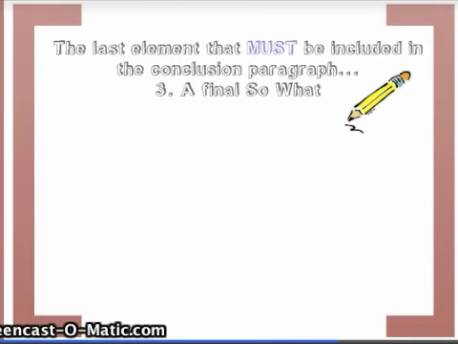The last element that must be included in the conclusion paragraph is a final so what. Now this should sound familiar because when we talked about paragraphs, we talked about the paragraph's concluding sentence must be a so what.